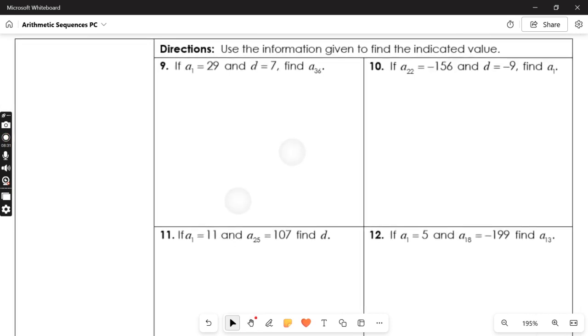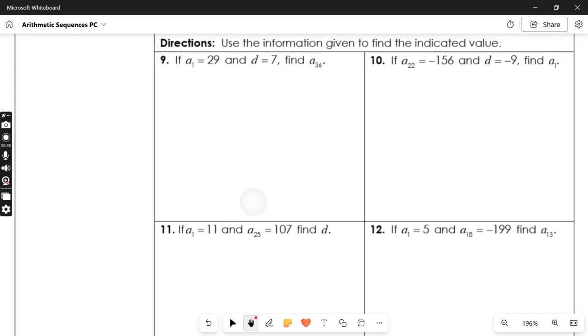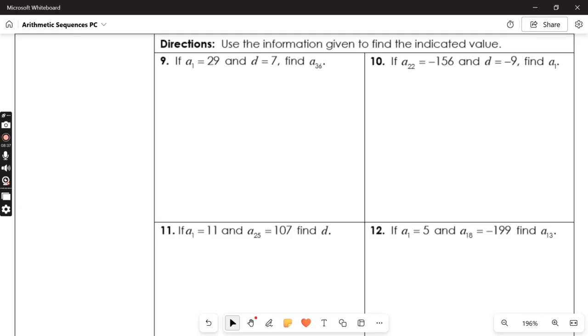Use the information given to find the indicated value. Okay, so it gave us our first term and it gave us our d value. So we can actually just plug everything into our formula. We don't have to simplify the formula. So I'm just going to plug this in.